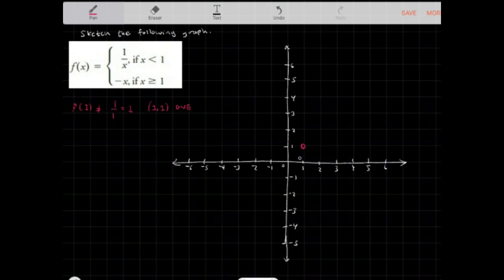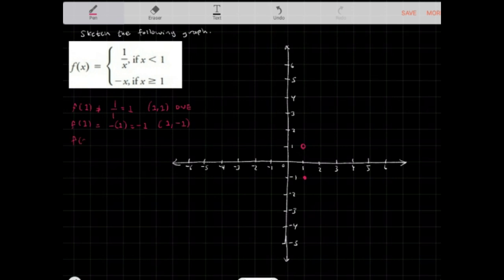So it's discontinuous at x equal to 1 for this function, but we also know that f of 1 can fit into the equation negative x. So when we plug in 1 for x, we get negative 1. So (1, -1) will exist, right? So we basically have a point here. Now, as long as x is greater or equal to 1, we can use this function.